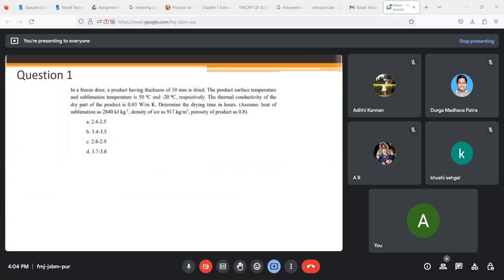So we'll begin with the first question. In a freeze dryer, a product having thickness of 10 millimeter is dried. The product surface temperature and sublimation temperature is 50 degrees Celsius and minus 20 degrees Celsius respectively. The thermal conductivity of the dry part of the product is 0.03 watt per meter Kelvin. Determine the drying time in hours and assume that the heat of sublimation is 2840 kJ per kg and density of ice as 917 kg per meter cube and porosity of the product as 0.8.